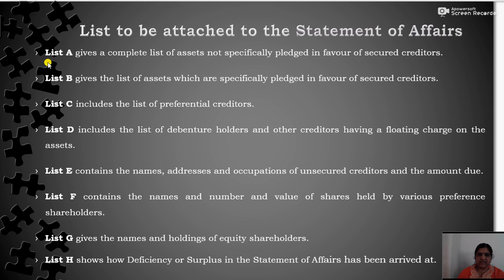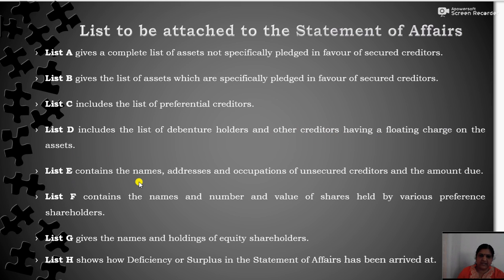List A gives a complete list of assets not specifically pledged in favor of secured creditors. Then list B gives the list of assets which are specifically pledged in favor of secured creditors. Then list C includes the list of preferential creditors. List D includes the list of debenture holders and other creditors having a floating charge on the assets.